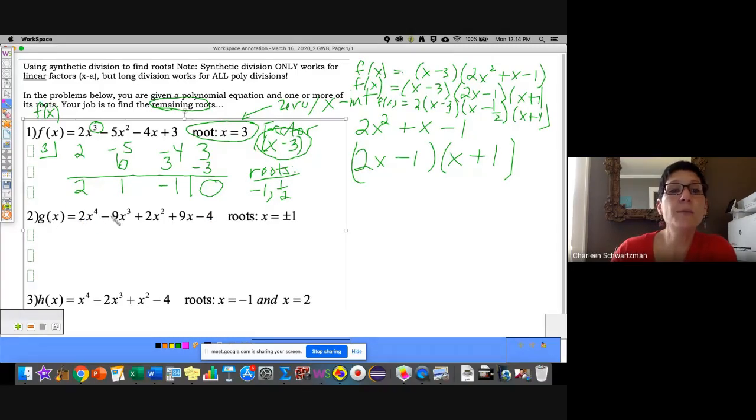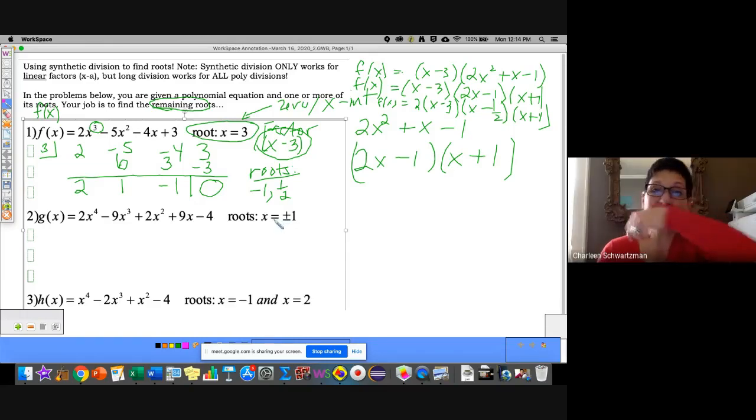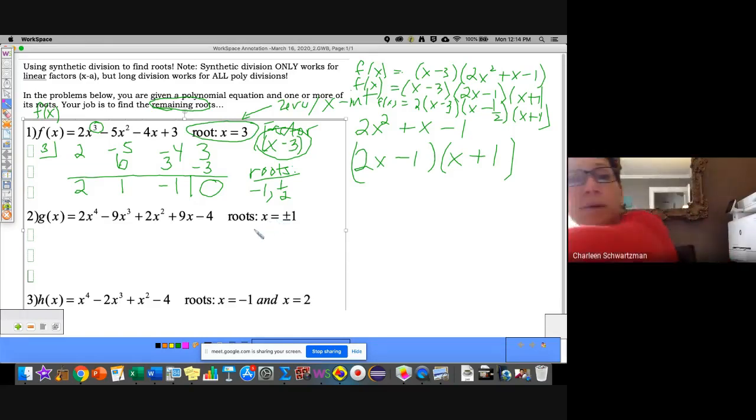Okay. Number 2. Any questions on number 1 before I march on to number 2? Okay, I'm assuming that's a no because this is like dead silence. All right. On number 2, what is the degree? 4. I gave you how many roots already? 2. How many are remaining? There's 2 left, right? We all agree that there's 2 left. So again, if we do synthetic division, the nice thing is, if you want to do 1 or -1 first, it doesn't matter.